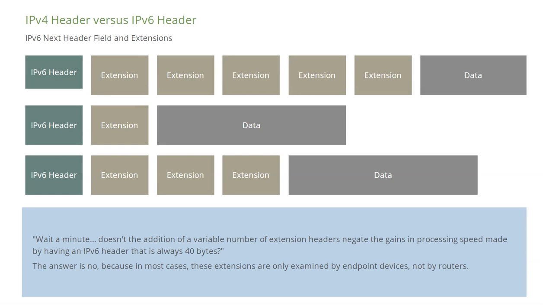Now, at this point, you may think, wait a minute, doesn't the addition of extension headers negate the gains in processing speeds made by having an IPv6 header that is always 40 bytes? The answer is no, because in most cases, these extensions are only examined by endpoint devices, not by routers. The primary exception is hop-by-hop options, which contain options that need to be examined by all devices on the path. Also, in mobile networks, routing headers may be processed by intermediate devices.